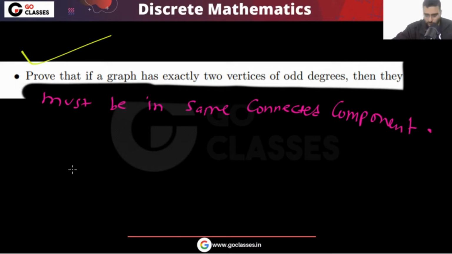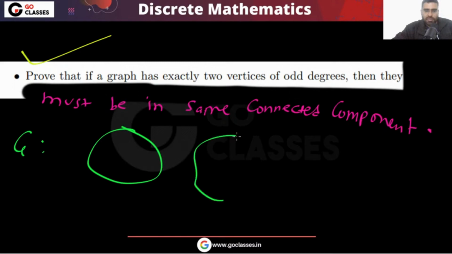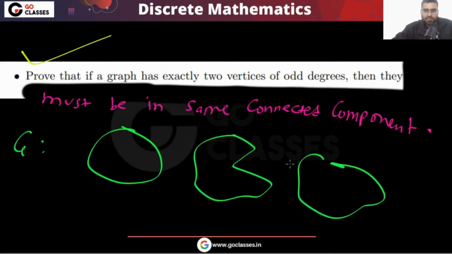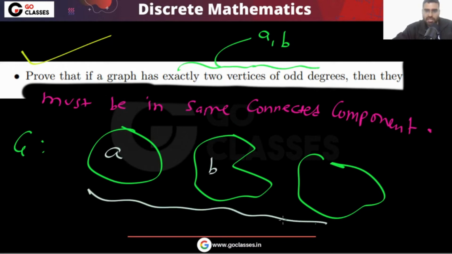If in this graph you have exactly two vertices of odd degree, let's assume those vertices are A and B, then definitely they can never be in different components like this. This is never possible.